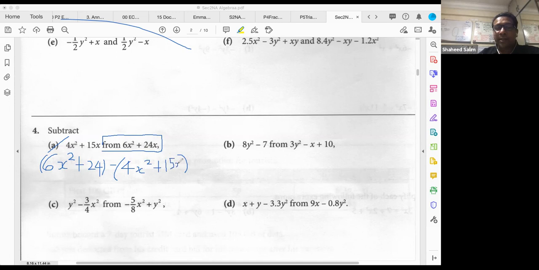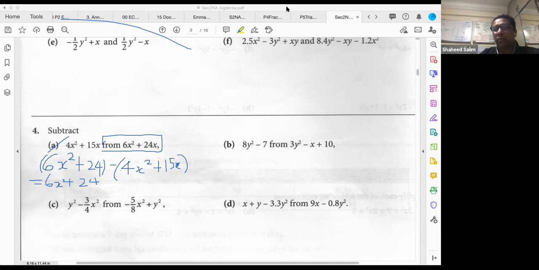Now I tell you why this bracket is very important. Watch. I remove the bracket down here, no problem. Why? When there is no minus here, you can copy exactly down here, 6x squared plus 24. But when there is minus like here, this is minus and plus. This here is plus. Down here, this is a plus. We don't see the plus here.